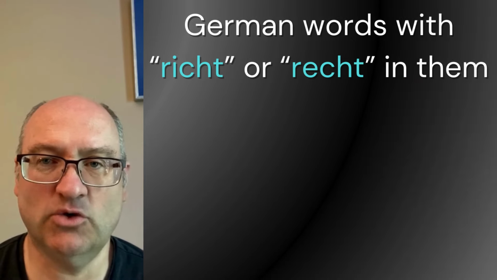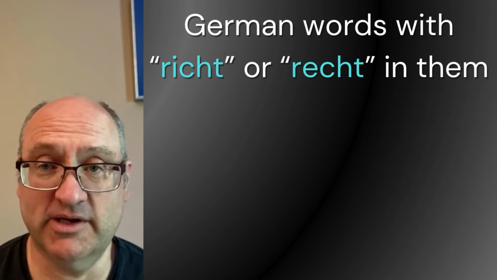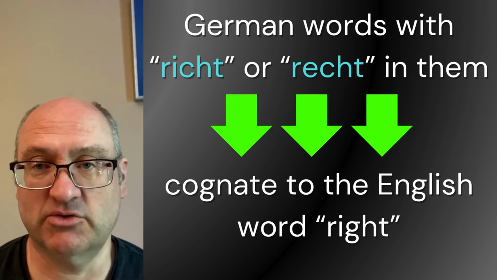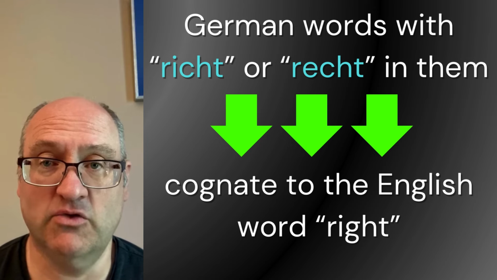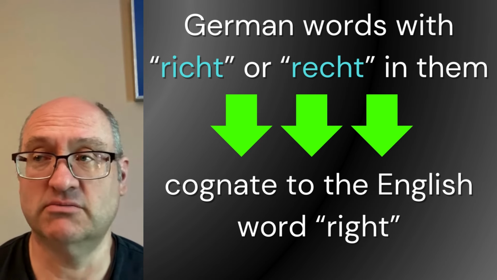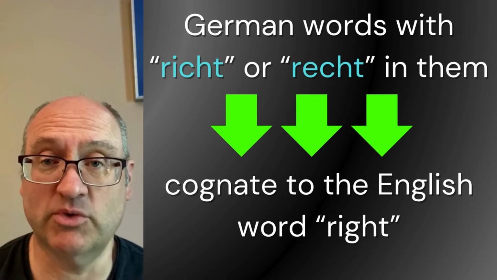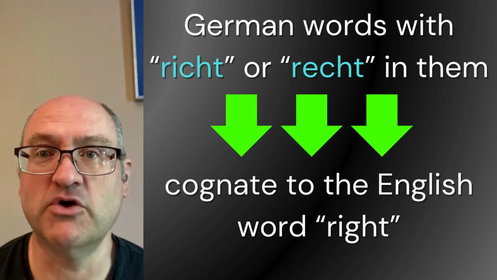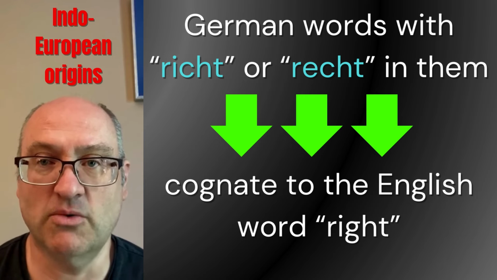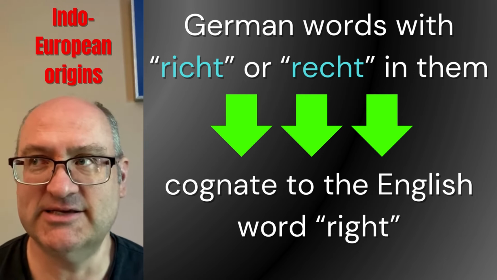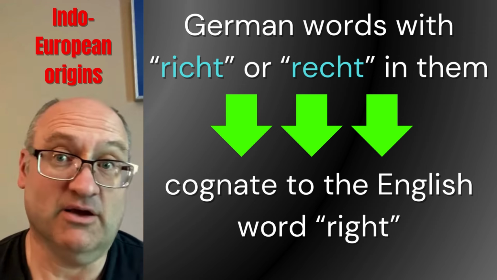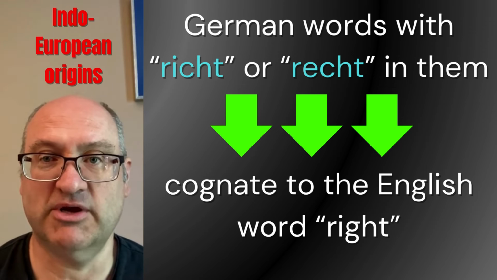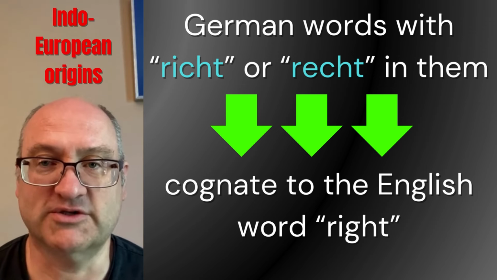If you see a German word that has Richt or Recht somewhere in it, most likely it is directly related, it is a cognate to the English word right. And those words have cognates in pretty much all other Germanic languages, and not just Germanic languages, but many other Indo-European languages. So based on that, it is quite apparent that those words, Richt, Recht, right, have Indo-European origins. These are very, very old words.